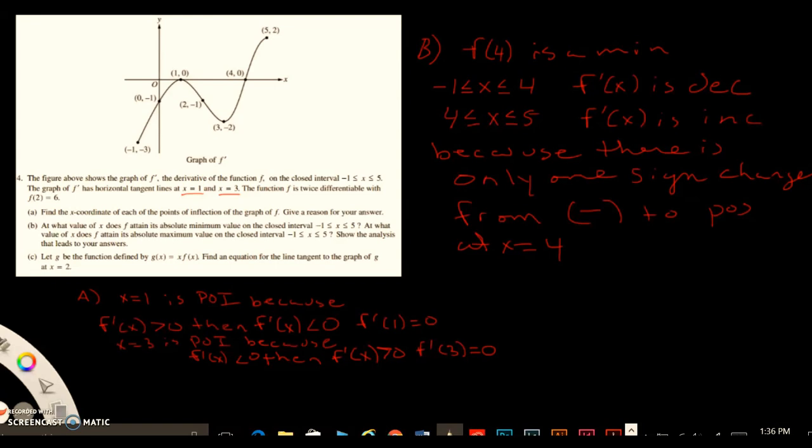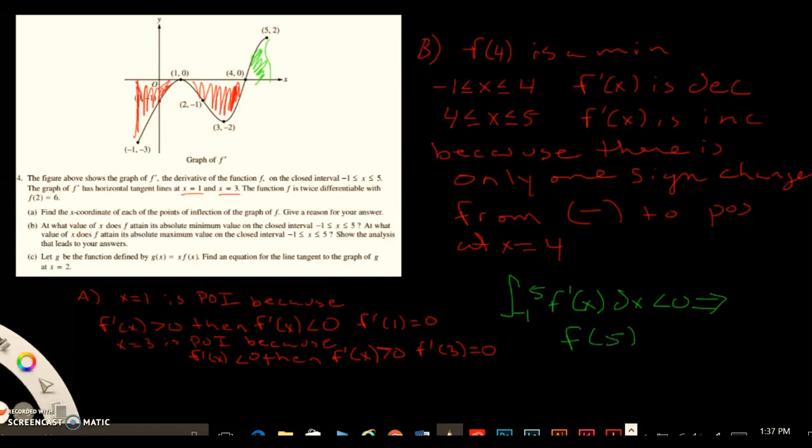Okay, so the next part, the max. The max has to be an endpoint. Let's look at this graph. It has to be an endpoint. So let's look over here from -1. That's a ton of negative area. Let me change color so we can see. And over here, this is a little bit of positive area. So from -1 to 5, the integral of f prime of x dx is less than 0. And now we can say f of 5 minus f of -1 is less than 0.